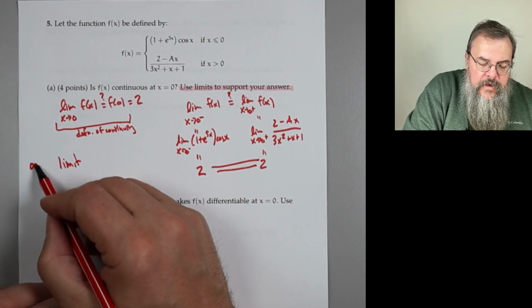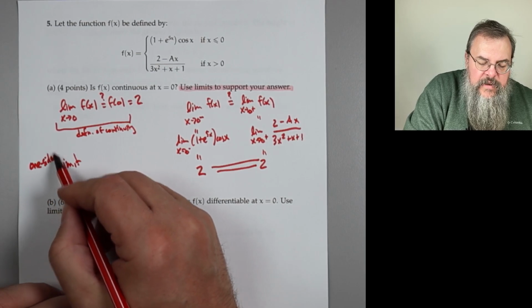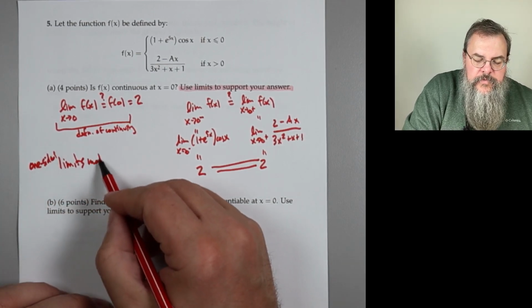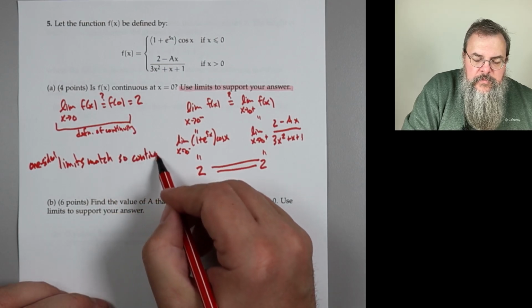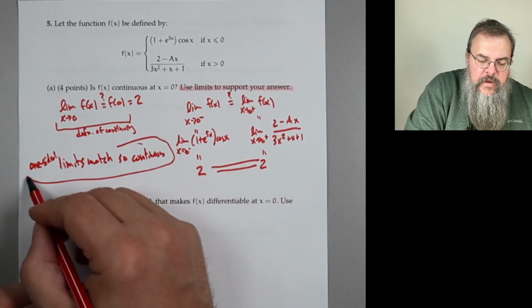We'll even add here, one-sided limits match. So continuous. All right, there we go.